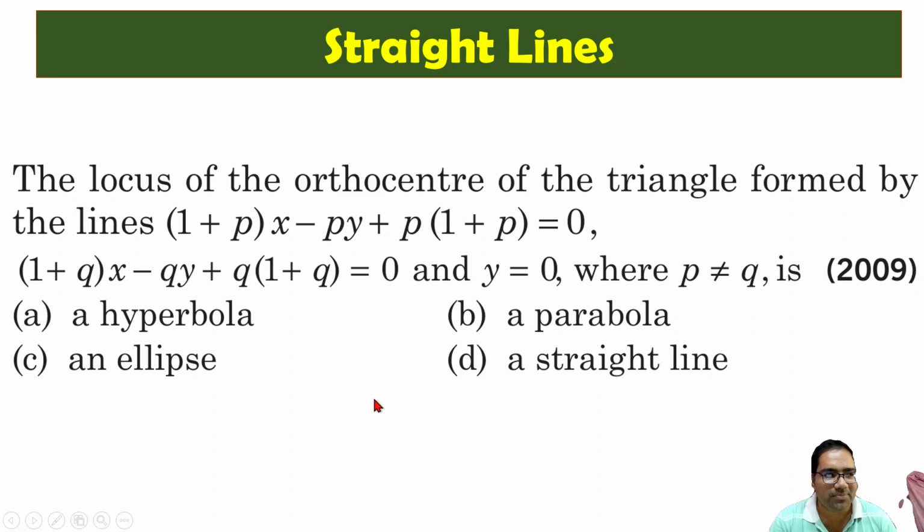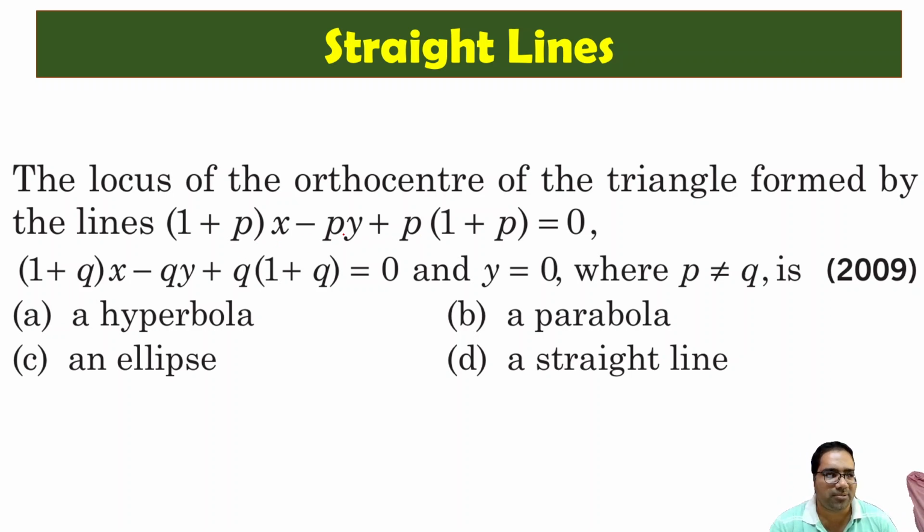Now, if you closely observe, these two straight lines have some similarity. p is replaced with q, otherwise everything else is the same: 1 + p, 1 + q, −py, −qy, p(1 + p), q(1 + q). Very good. So there is some similarity with these two straight lines, and they are making a triangle with the x-axis.